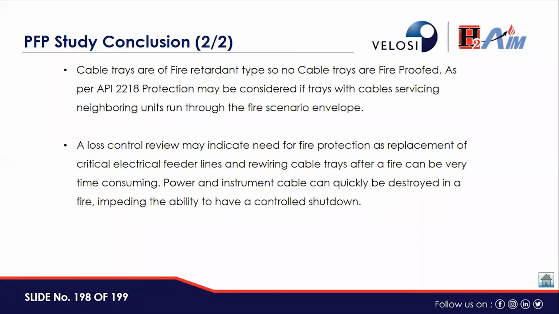As per API 2218, protection may be considered if trays with cable servicing neighboring unit run through the fire scenario envelope. A loss control review may indicate need for fire protection as replacement of critical electrical feeder lines and rewiring cable trays after a fire can be very time consuming. Power and instrument cable can quickly be destroyed in a fire, impeding the ability to have controlled shutdown. So these were the conclusions of the passive fire protection study.